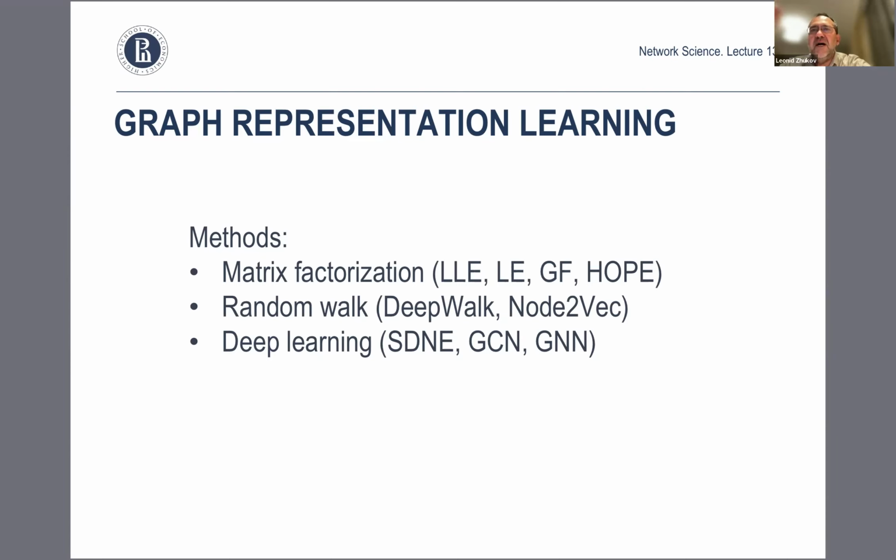Today, we're going to focus on matrix factorization. We'll talk about random walks, and we'll touch upon one of the methods from deep learning. The next several lectures will be about graph neural networks, various types of graph neural networks.